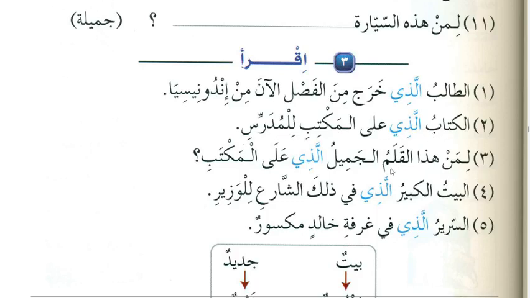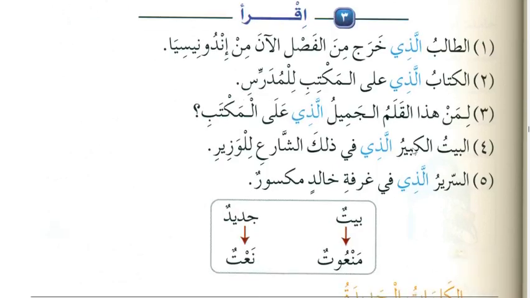Liman hazal kalamul jamilu allazi ala al-maktab. To whom belong this beautiful pen which is on the table? Al-baytul kabiru allazi fi zalika ash-shari lil-wazir. The big house which is on that street belongs to the minister. As-sarilu allazi fi ghurfati khalidin maqsur.